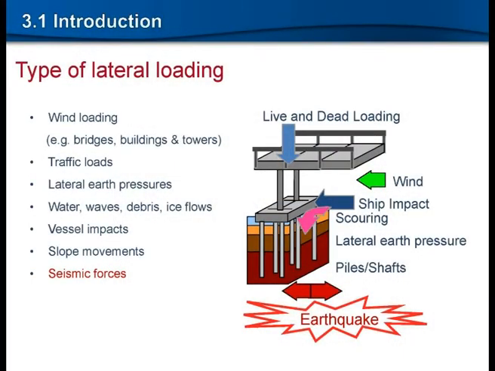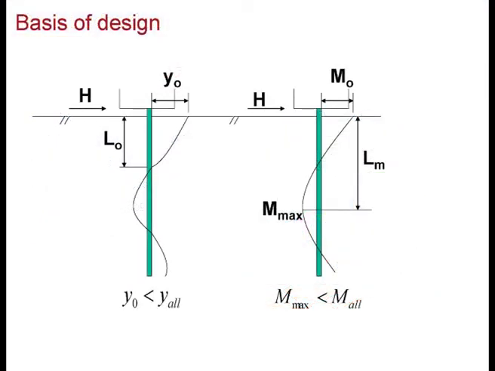These are typical types of lateral loadings we can expect on structures like this. We have many horizontal loadings acting on abutment or pier foundations: the wind, and in the case of a harbor structure, ship impact, and some scouring, bridge scouring, and lateral earth pressures on piles and shafts of the foundation. So there are many lateral loadings acting on the pile. In the next lecture I'm talking about the earthquake. Earthquake is one of the horizontal loadings acting actively on the structures. The same as the vertical loading, this horizontal loading has a basic standard of design.